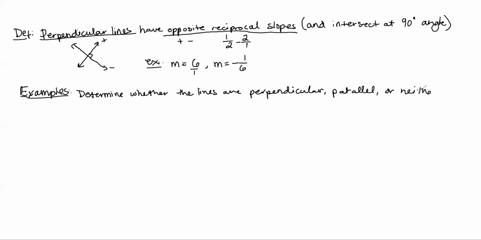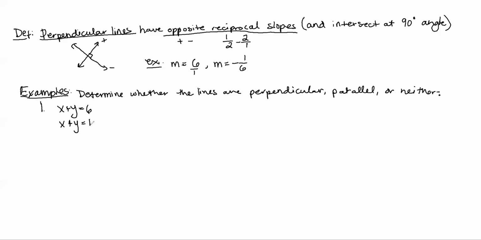Because our two lines, some of them will be parallel, some of them will be perpendicular, but they don't necessarily have to be one or the other. They could intersect at an angle that's not 90 degrees. So let's go ahead and look at our first one here. We're given the equations x plus y equals 6 and x plus y equals 1.